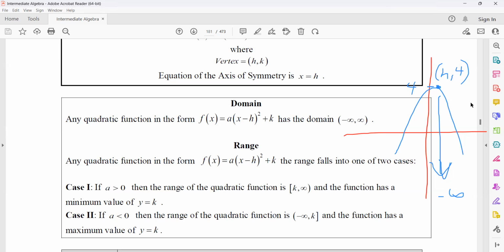Because here it's coming down. So it's all negative. Coming down is less than 4. All the values of y are going to be less than 4. So when a is greater than 0, we have a minimum value. When a is less than 0, we have a maximum value. All right.